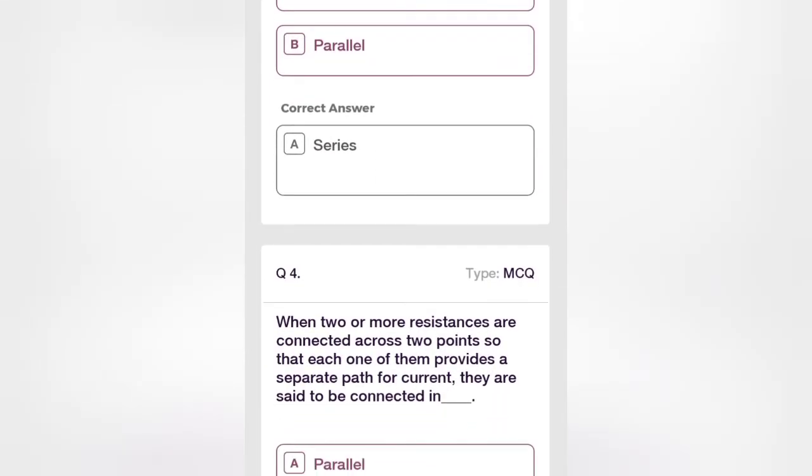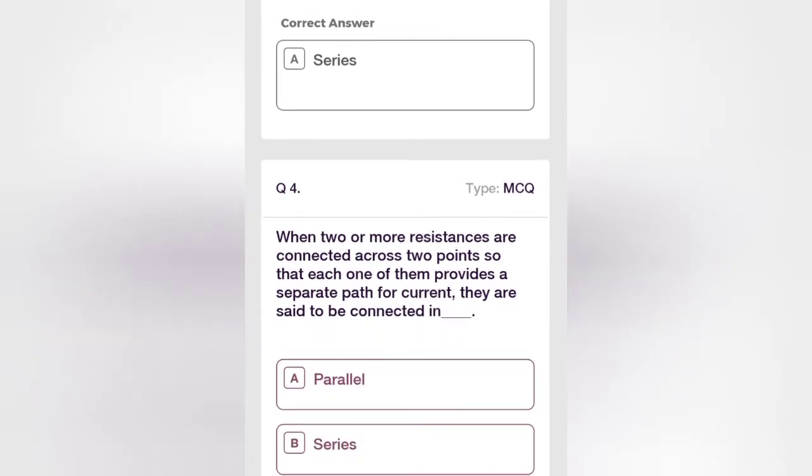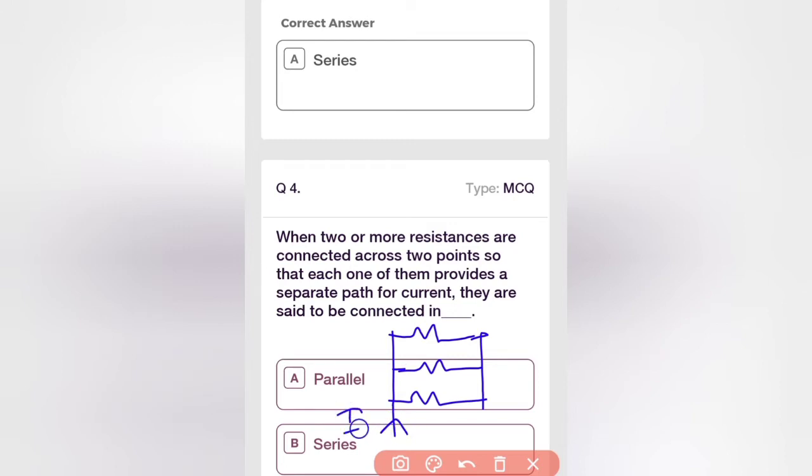When two or more resistances are connected across two points so that each of them provides a separate path for the current, then it must be a parallel connection. This is the connection of three resistors in parallel. Here the total current will be dividing: here the current I1, here the current I2, and here the current I3. So the current is dividing, which means it's a parallel connection.